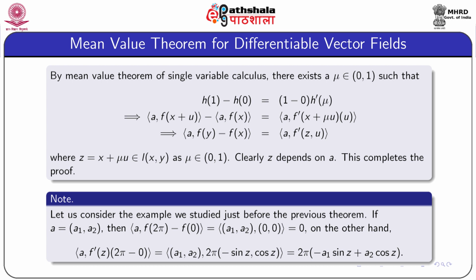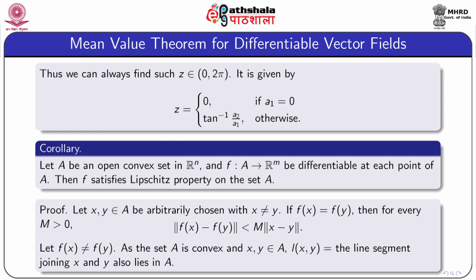Now, we shall show that the earlier example in which we failed to fit in our earlier version of mean value theorem fits here perfectly. Let a equal to the vector (a1, a2), then inner product a with f(2 pi) minus f(0) equals inner product (a1, a2) with the 0 vector, so it is 0. On the other hand, inner product a with f dash z (2 pi minus 0) equals inner product (a1, a2) with 2 pi times (minus sin z, cos z), that equals 2 pi times (minus a1 sin z plus a2 cos z).